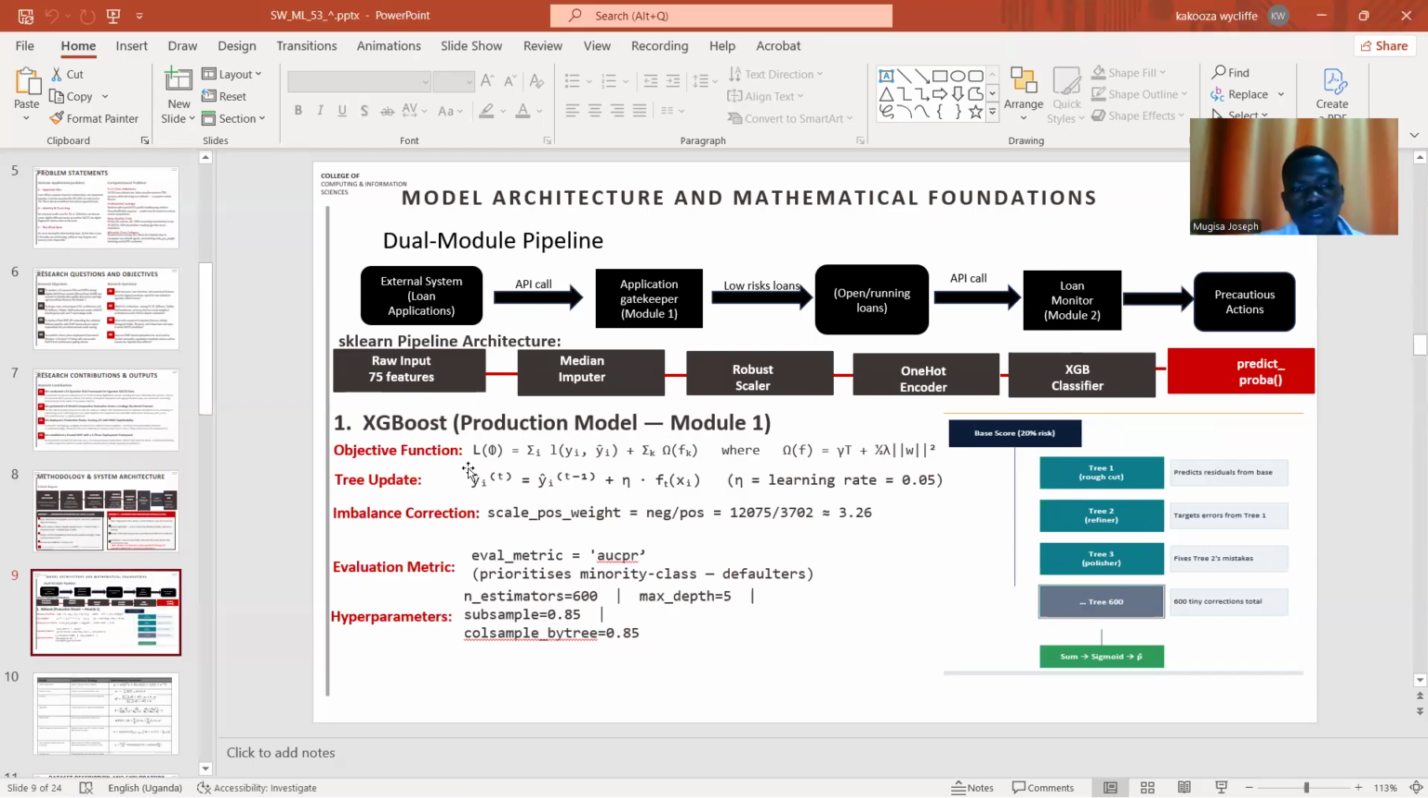Diving into the models that we evaluated, 8 of them, starting with XGBoost, which turned out to be the best model for this.